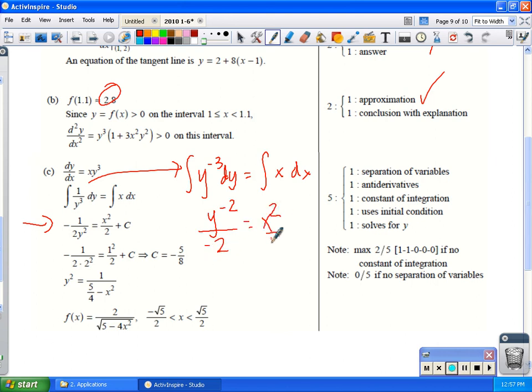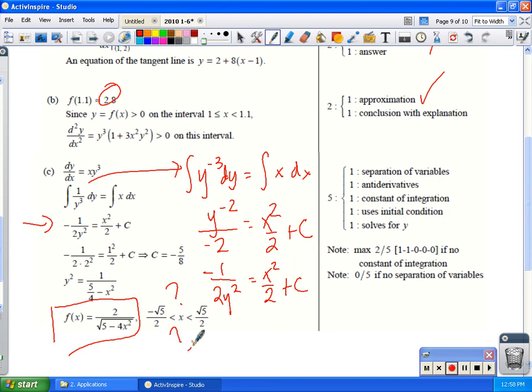On the other side, we get x squared over 2 plus c. I would rewrite this to be negative 1 over 2y squared is equal to x squared over 2 plus c. Substitute in x and y, solve for c, and then notice that they solved for y. Now this part right here, they gave the domain again, but in the scoring guide, you're going to see someone who got 9 points. They did not give the domain, and they got all the points. And you see in the scoring guide, it doesn't ever say that you have to give the domain.